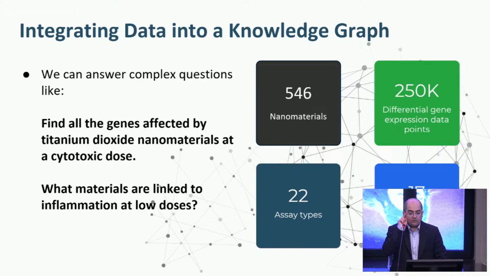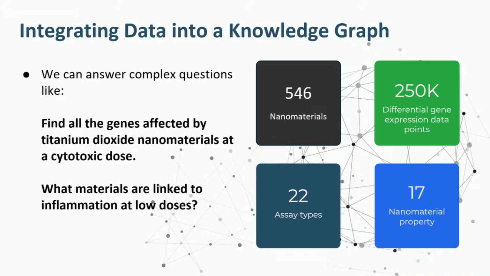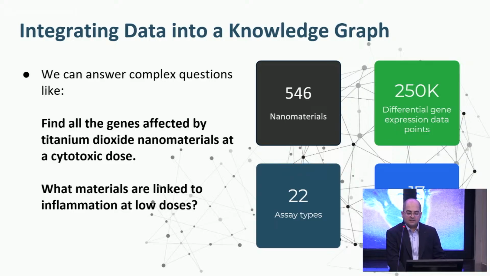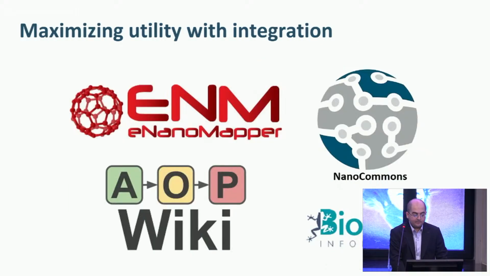I also applied this data model by converting several data sets into a knowledge graph and making them available for querying, so we can answer complex questions, like find all the genes affected by titanium dioxide nanomaterials at a cytotoxic dose. That means we need two types of assays, a cytotoxicity assay and a gene expression assay, to answer this kind of question. Other questions are like what materials are linked to inflammation at low doses.